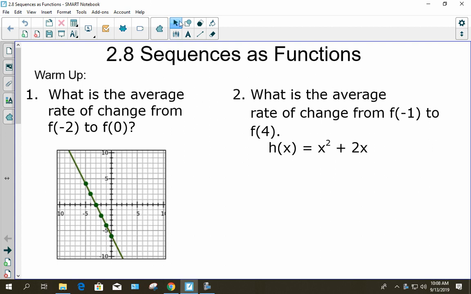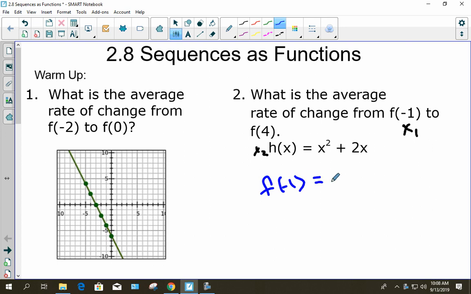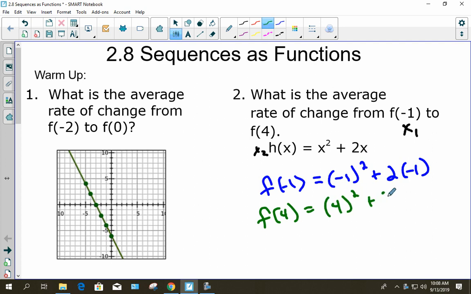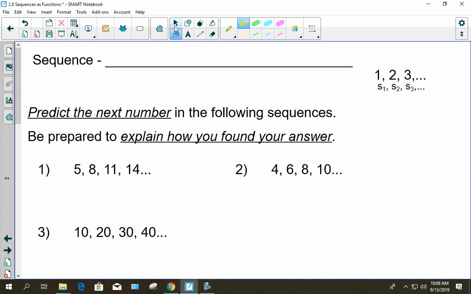All right, we are not going over the warm-ups. The only thing I'm going to say is, remember, this is x1, this is x2. So you have to put f of -1 equals -1 squared plus 2 times -1. And then f of 4 equals 4 squared plus 2 times 4. Remember, when you square anything in your calculator, please put it in parentheses. If you have questions, please feel free to come in and ask.